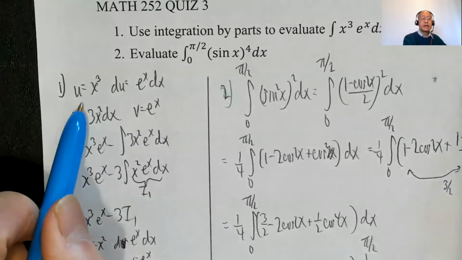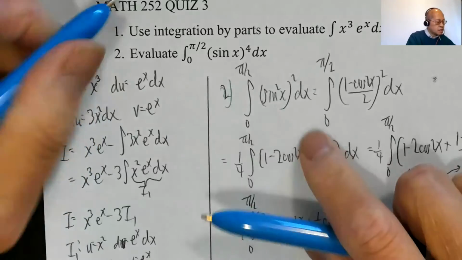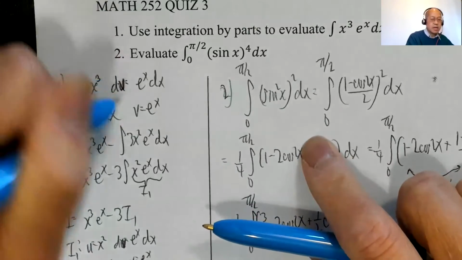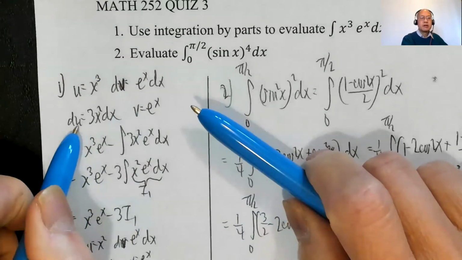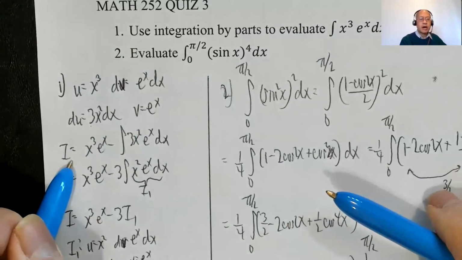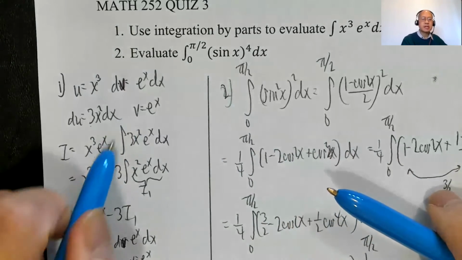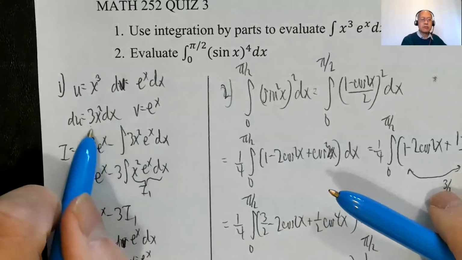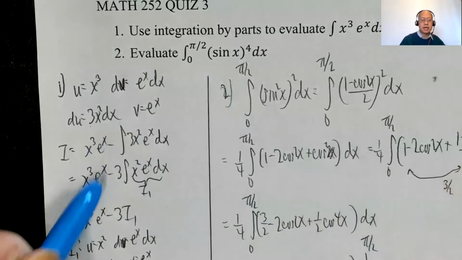So let u be x cubed, dv equals e to the x dx, du equals 3x squared dx, v is e to the x. So I is u times v, x cubed e to the x, minus the integral of v du, 3x squared dx, e to the x dx.